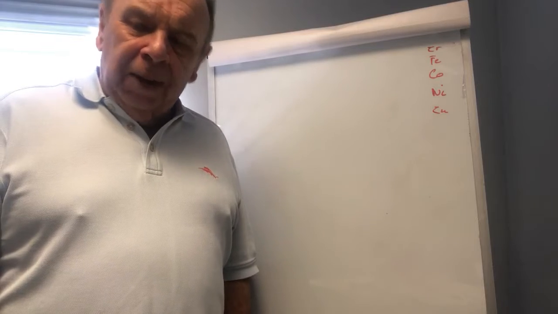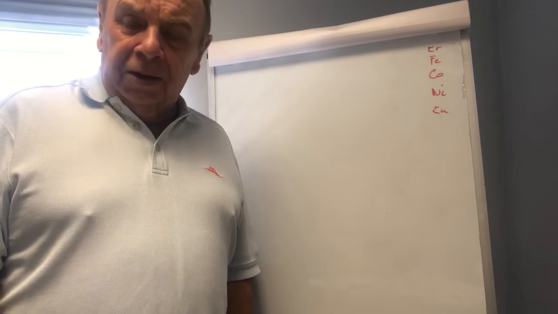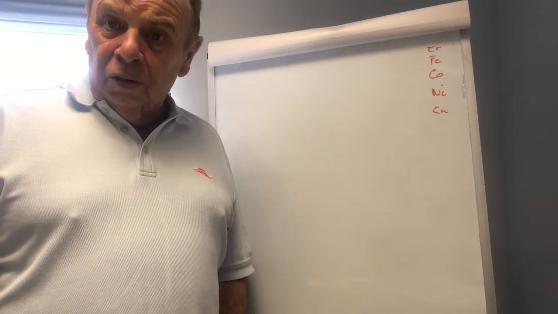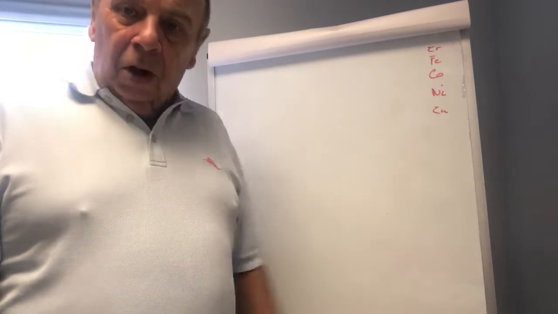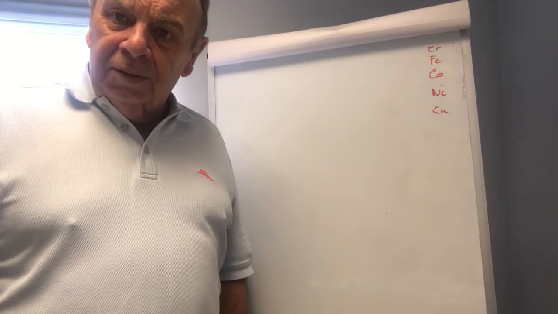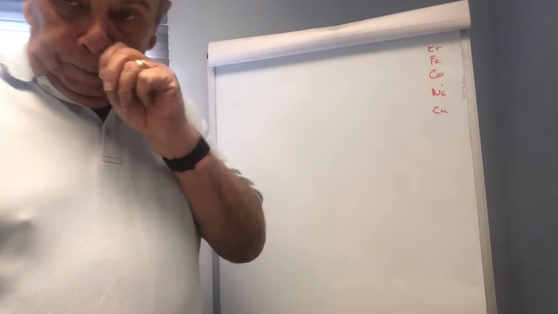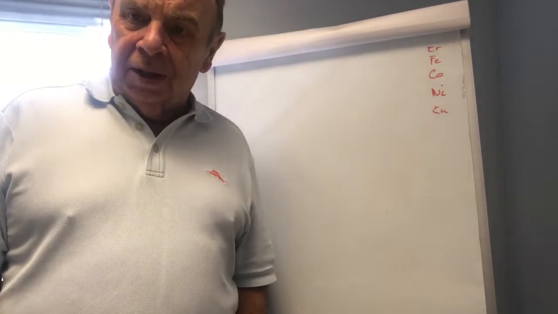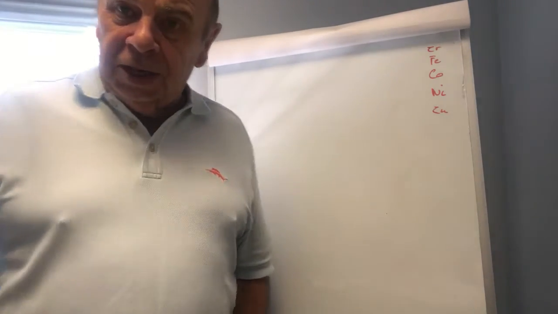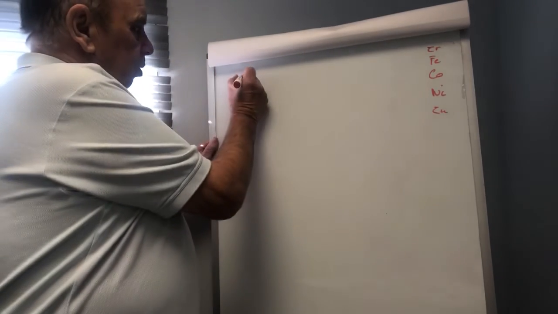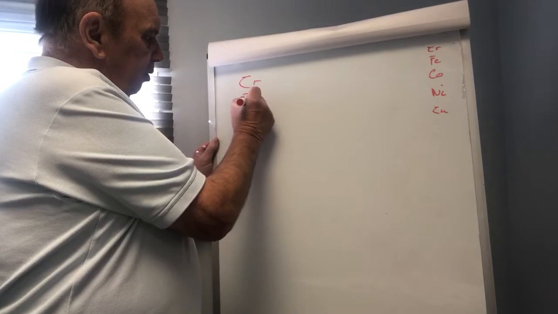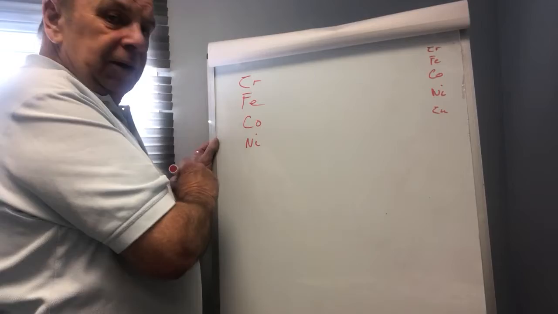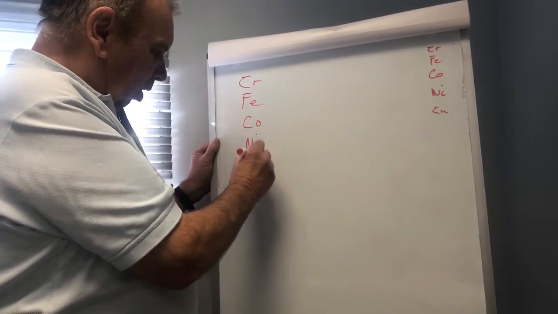As other elements were discovered, they did not fit into the normal 8 columns, the 8 groups. And these elements are found between group 2 and group 3. These are the transition elements, or transition metals. Examples of these are chromium, Cr, iron, Fe, cobalt, Co, nickel, Ni, and copper, Cu.